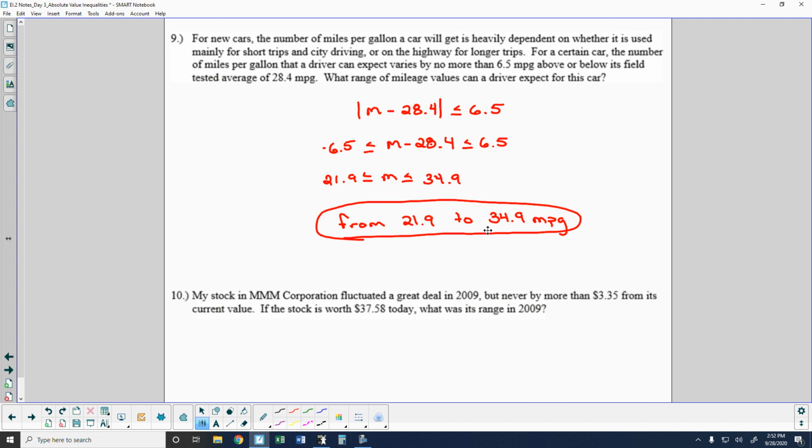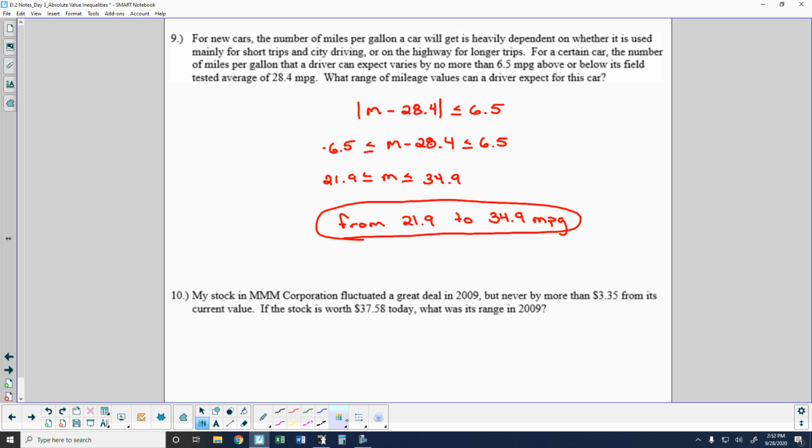Okay, so what we did here was we used an absolute value to set up an inequality that we could then solve because it was a less than inequality. If you feel confident in your ability here, go ahead and pause the video and see if you can complete number 10.